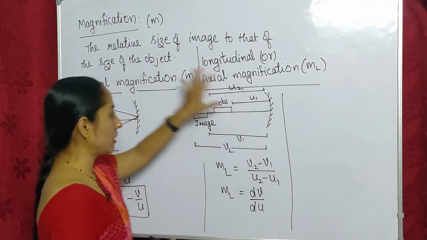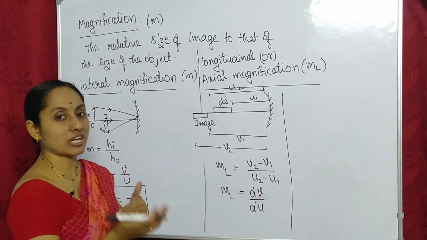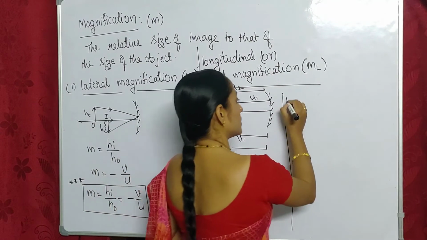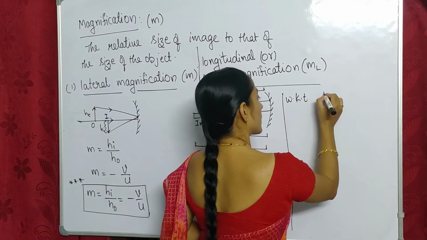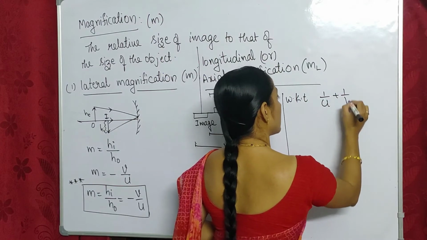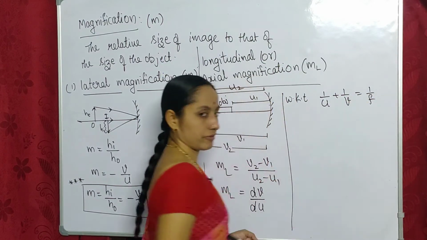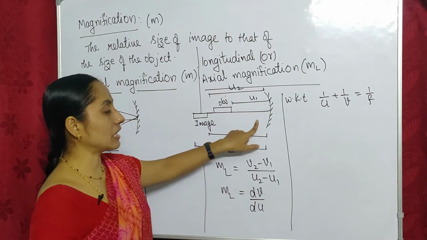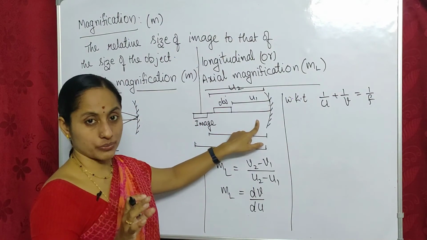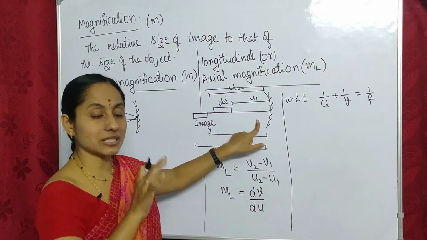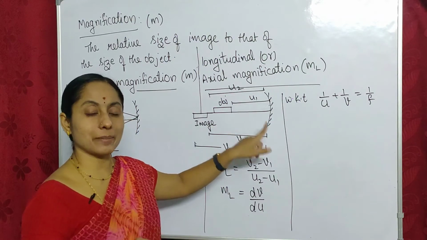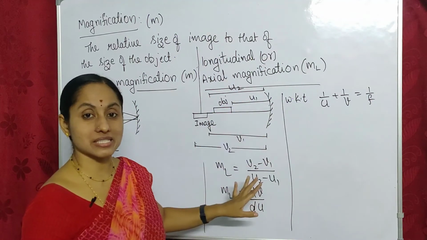Longitudinal magnification ni lateral magnification terms lo convert cheddam. For that purpose, we know that 1 by u plus 1 by v is equal to 1 by f. Mirror marananta varaku focal length maradu. That means focal length remains constant until the mirror remains the same.